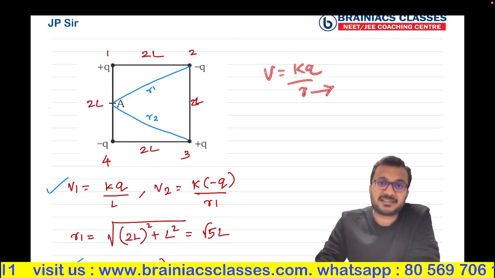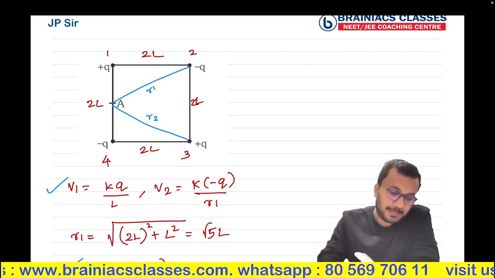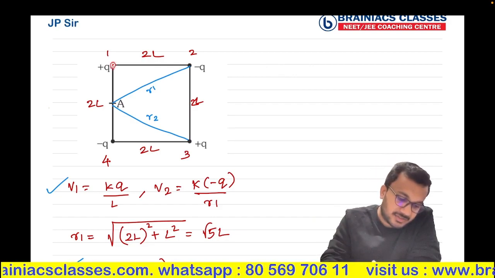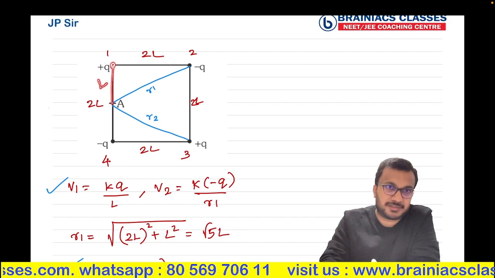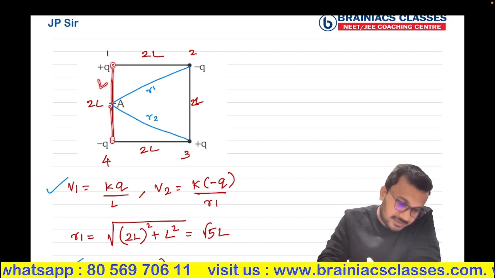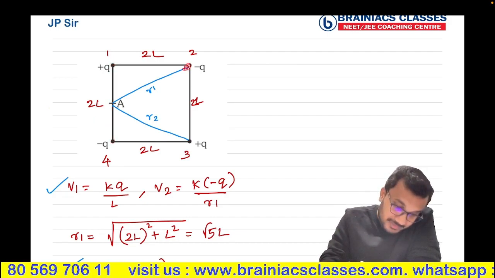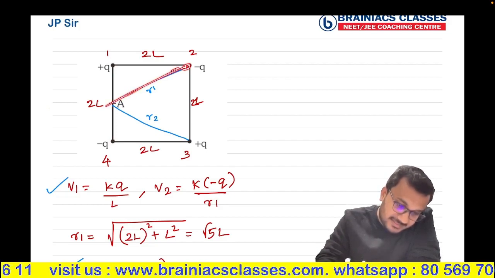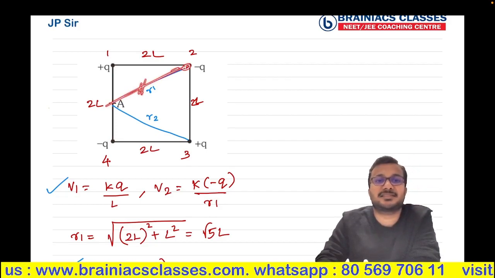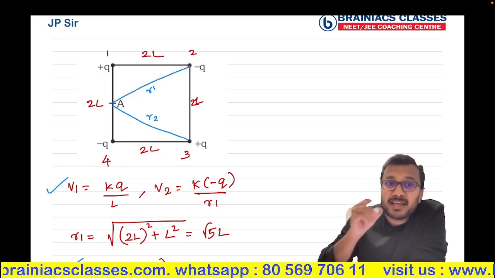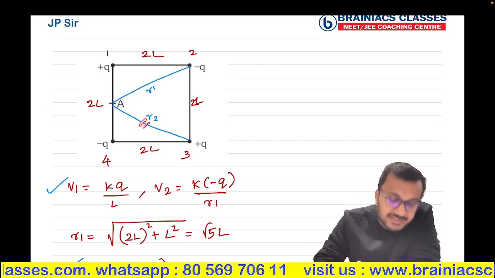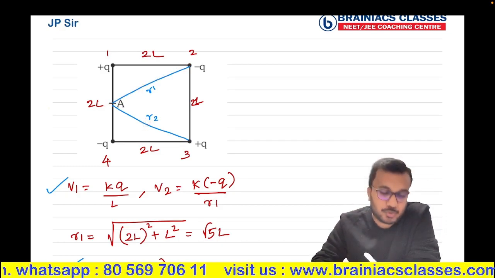Here R is the distance from the charge to that point. For this charge, the distance to the point is L, half the distance. For this charge, the distance is L. For this charge, I need the shortest distance, which means the displacement. So how do we get the displacement?